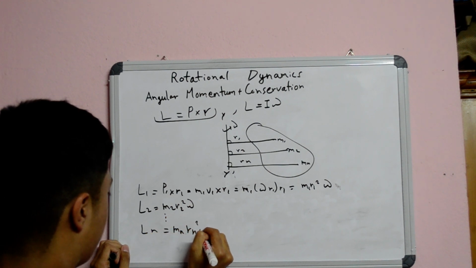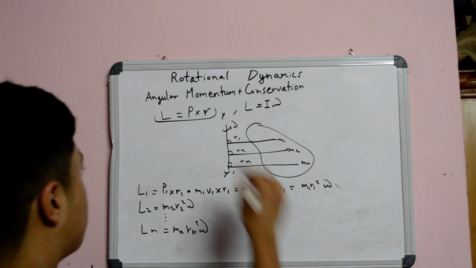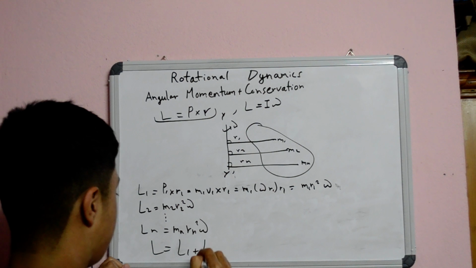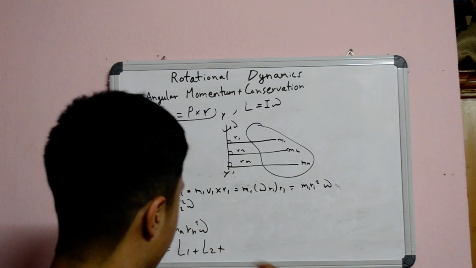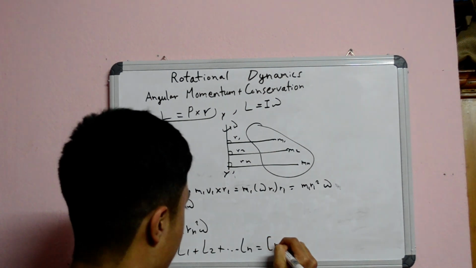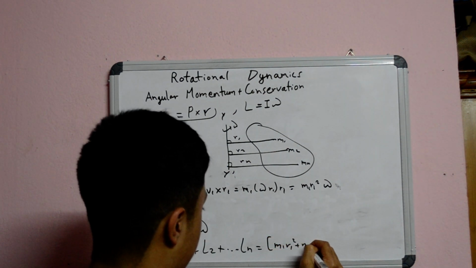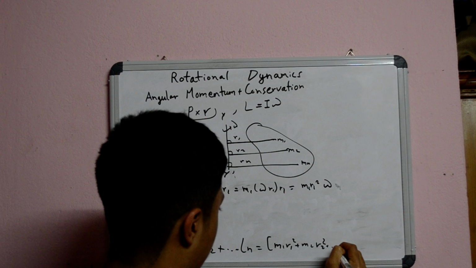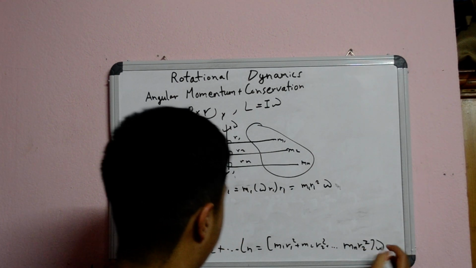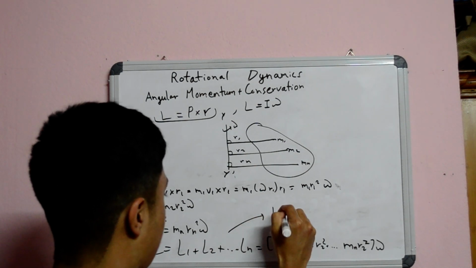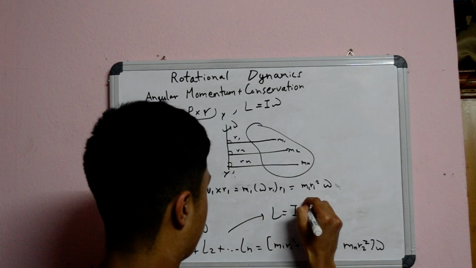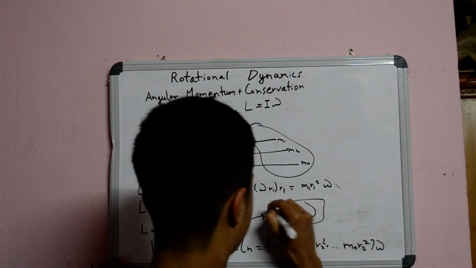Now here the total angular momentum of the body is equal to the sum of the angular momentum of individual particles. So I'll take common m1 r1 square plus m2 r2 square plus dot dot mn rn square, into omega. So from here we get L equals, this is just moment of inertia into omega. Thus this is the required expression.